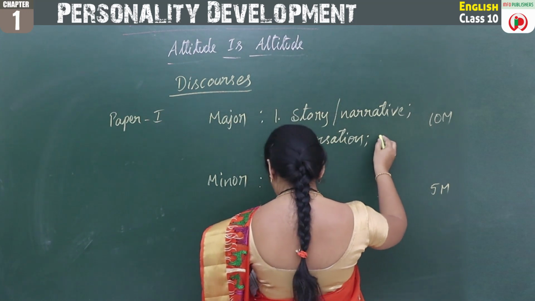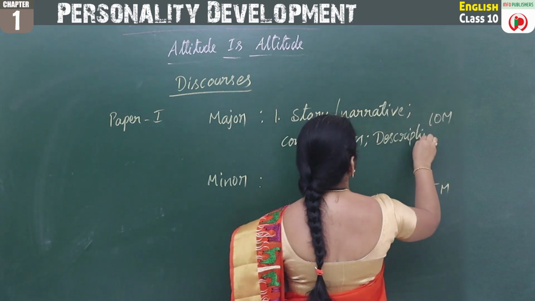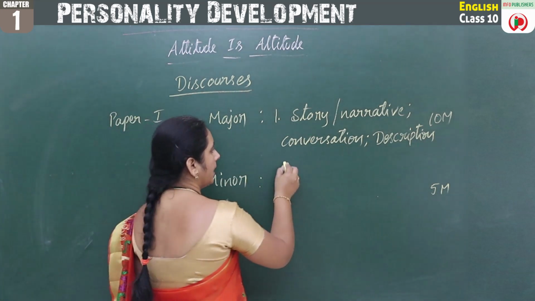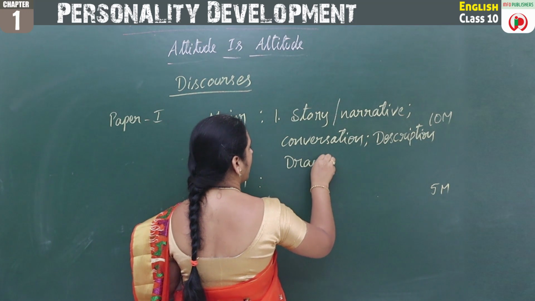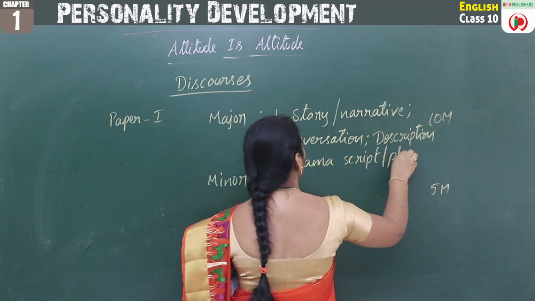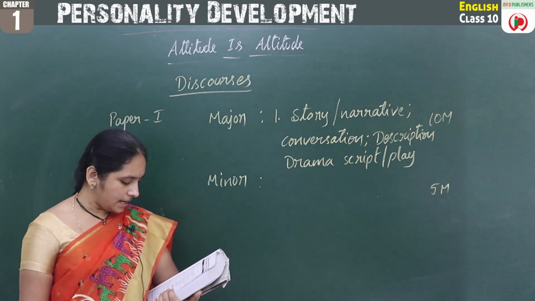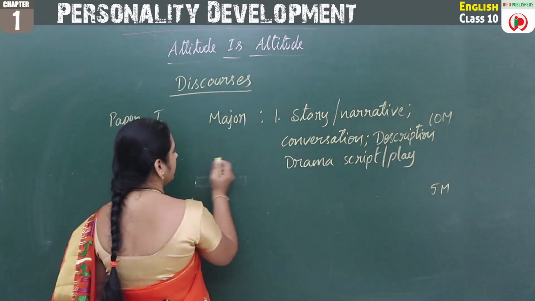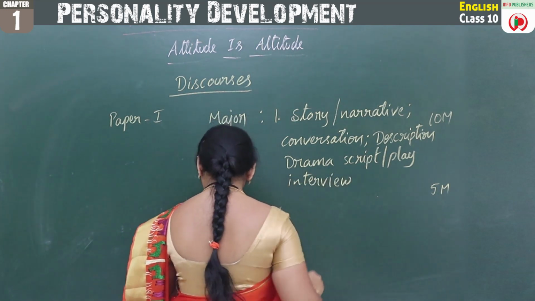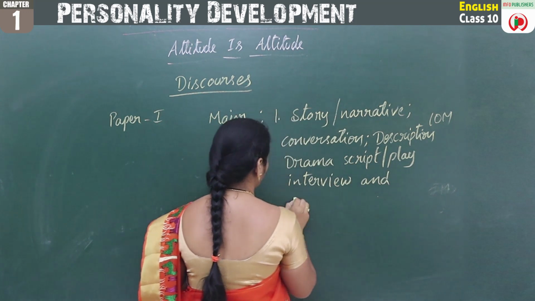Then conversation and description. In description, you should describe something completely. The next one is drama script or play. This is also like the conversation, like the skits you prepare. You should write it like that. And one more is interview and choreography.